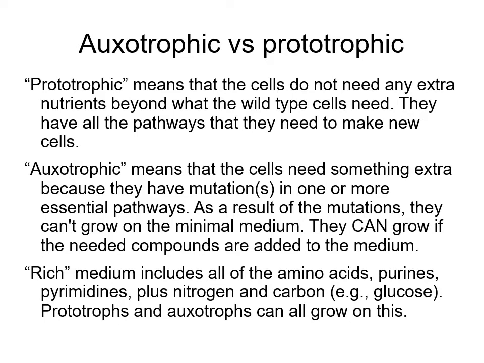Now, what we're calling rich medium includes all the amino acids, purines, pyrimidines, plus, of course, the nitrogen and carbon. And both prototrophs and auxotrophs can grow in this, because the auxotrophs are missing, for example, some amino acid biosynthetic pathway. But if we put the amino acid into the medium, the auxotroph can grow and be supplemented by that.